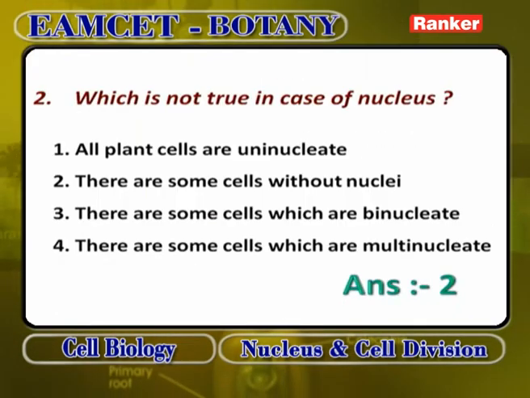which is not true in the case of nucleus. All plants are uninucleate is wrong. Here 2 is given, but not that, 1 is correct. All plants are not uninucleate. There are some plants without nuclei. There are some cells which are binucleate, and there are some cells which are multinucleate. So there are some cells without nuclei. Cells without nuclei is also correct because sieve tubes and sieve cells contain nuclei in the initial stages, but in the later stages they don't contain nuclei. So all plant cells are uninucleate will be the wrong option.